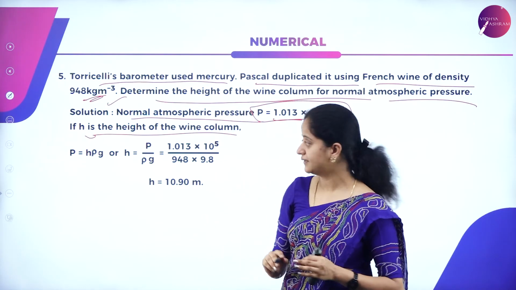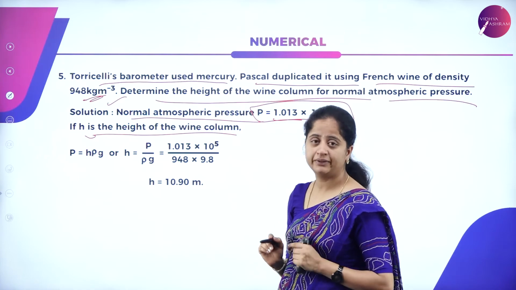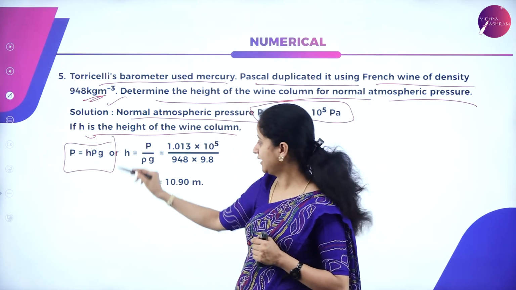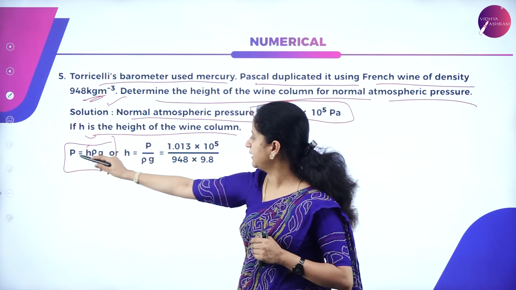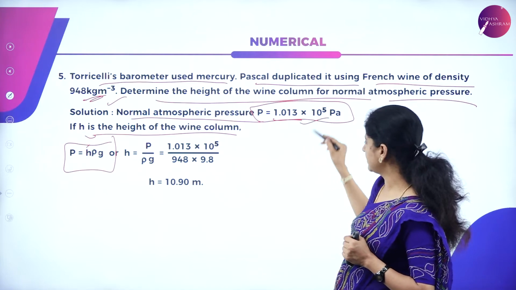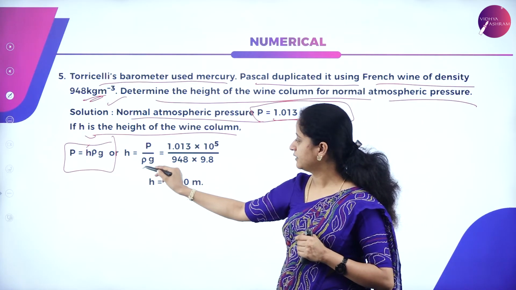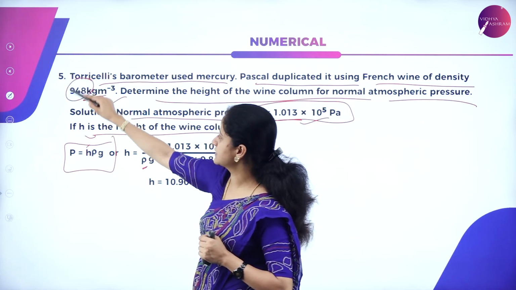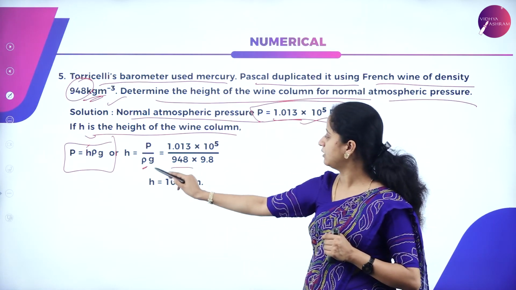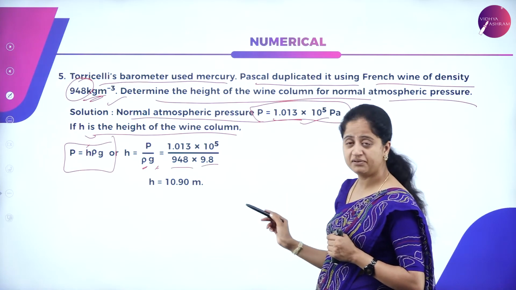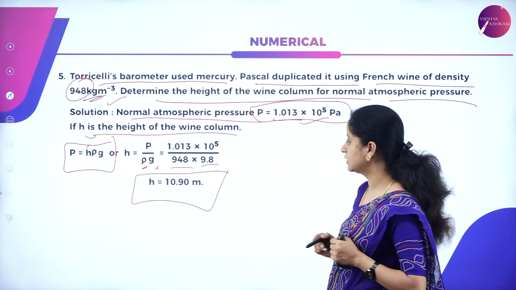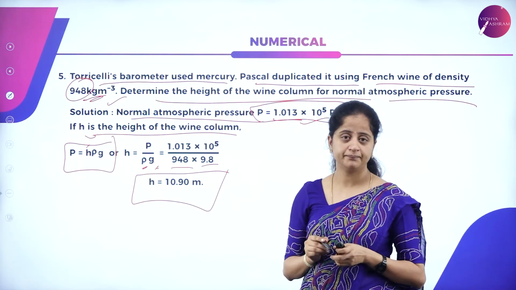So how to find the height of the liquid column? From the formula P is equal to H rho G, we can write H is equal to P divided by rho into G, where P is 1.013 into 10 power 5 divided by the value of rho, the density, which is given, so it is 948 kg per meter cube. So 948 into value of G is 9.8. So simplifying this, we will get the height of the wine column, that is H is equal to 10.90 meter.